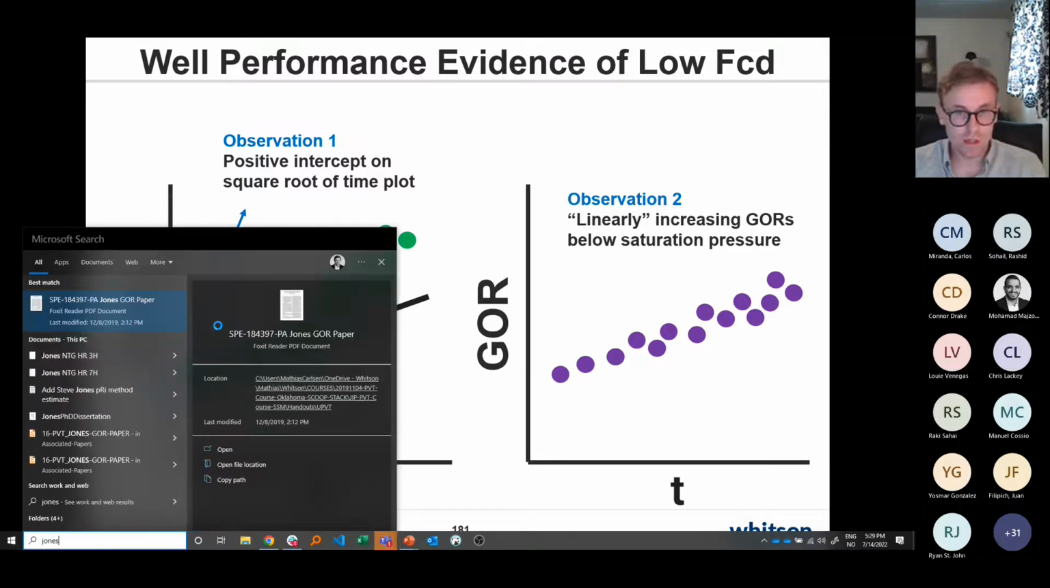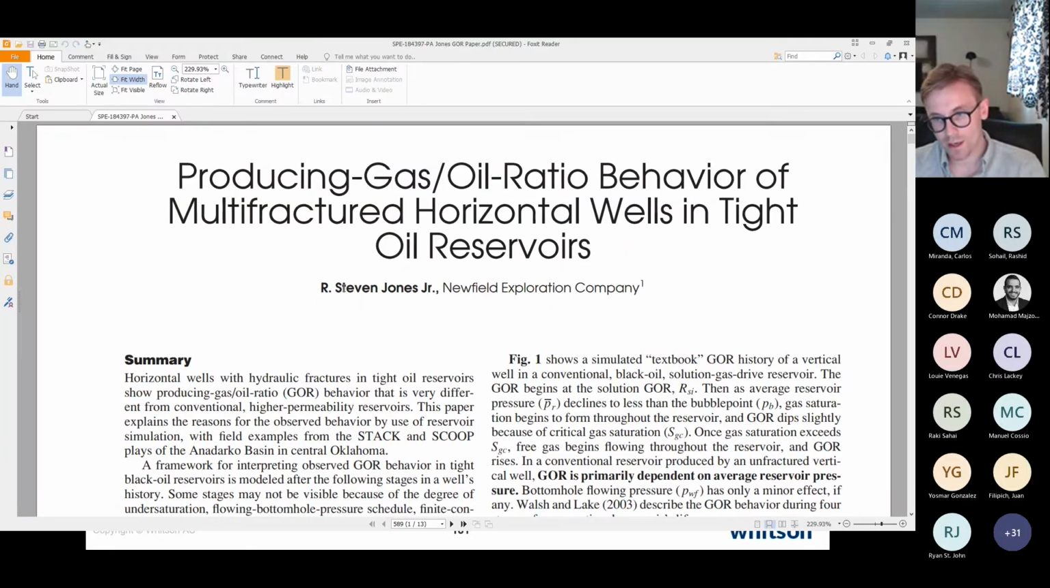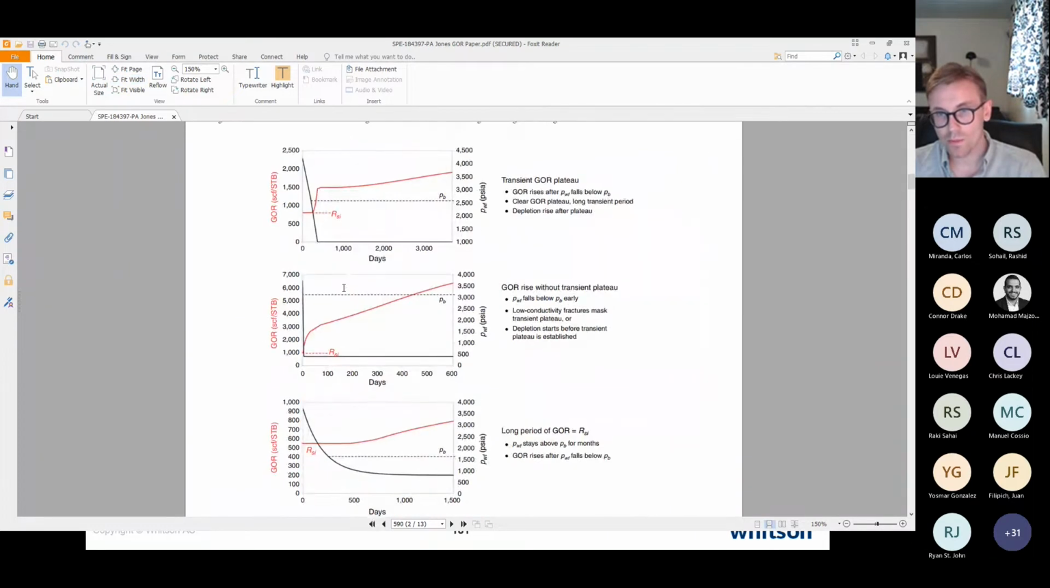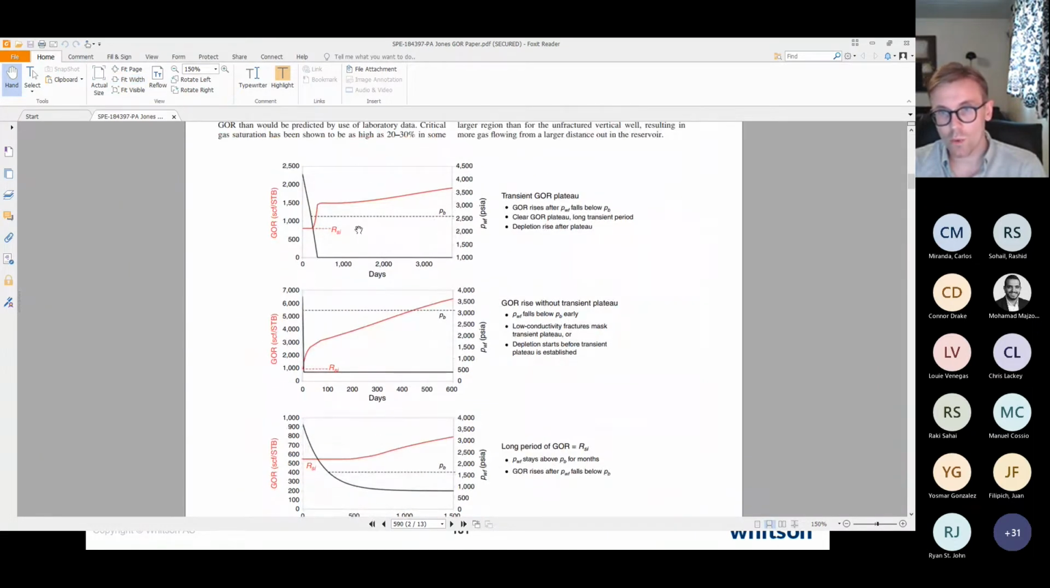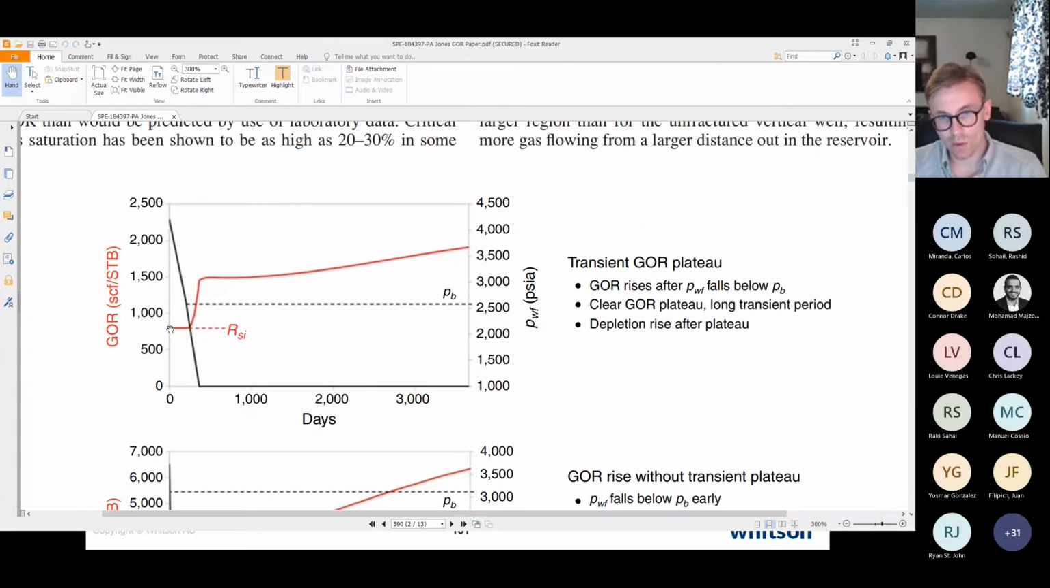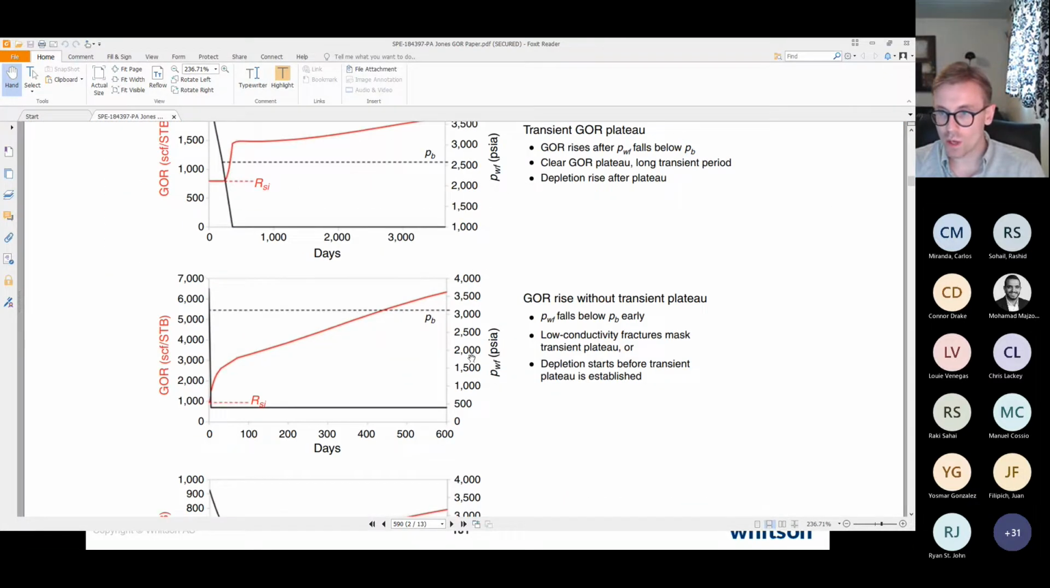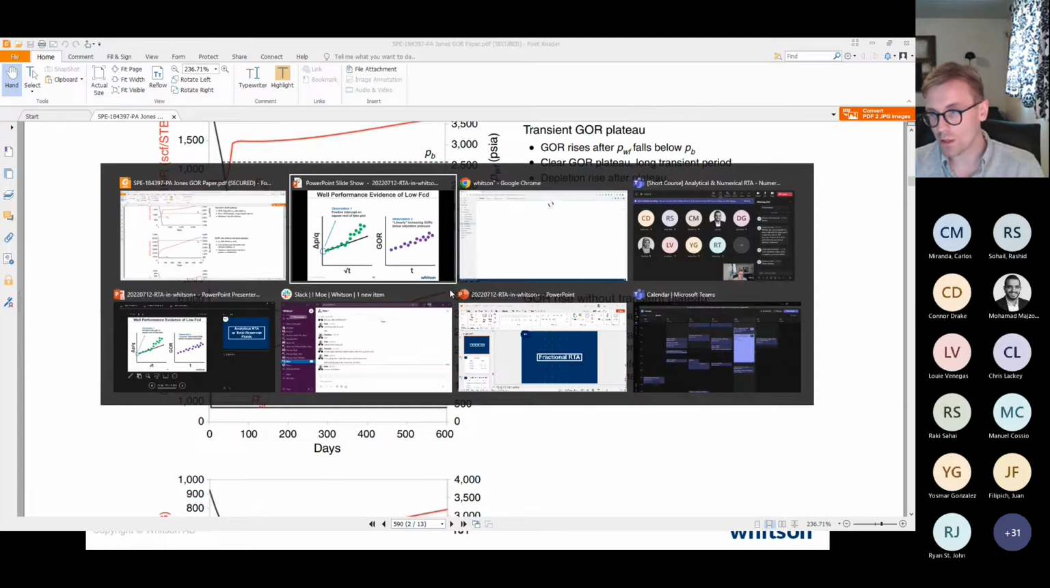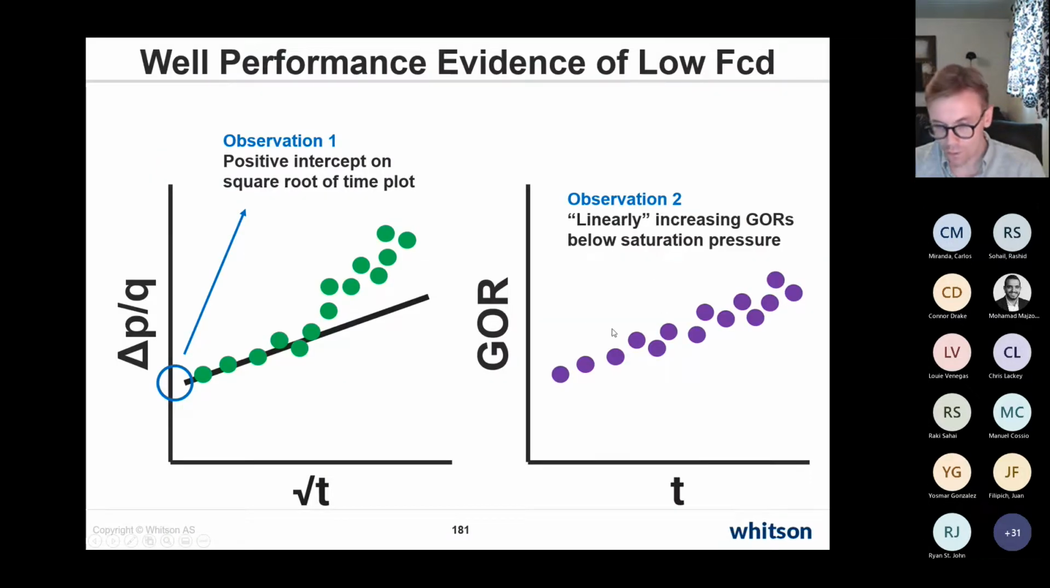I think Steve Jones discusses this in his paper as well, about the GOR performance, where in this case you see the GOR basically going below the saturation pressure and then shooting up like this. And when you have a low connectivity fracture, like what we see here, it can be a more gradually, steadily, linearly increasing type of GOR performance, as I tried to make a cartoon of here.